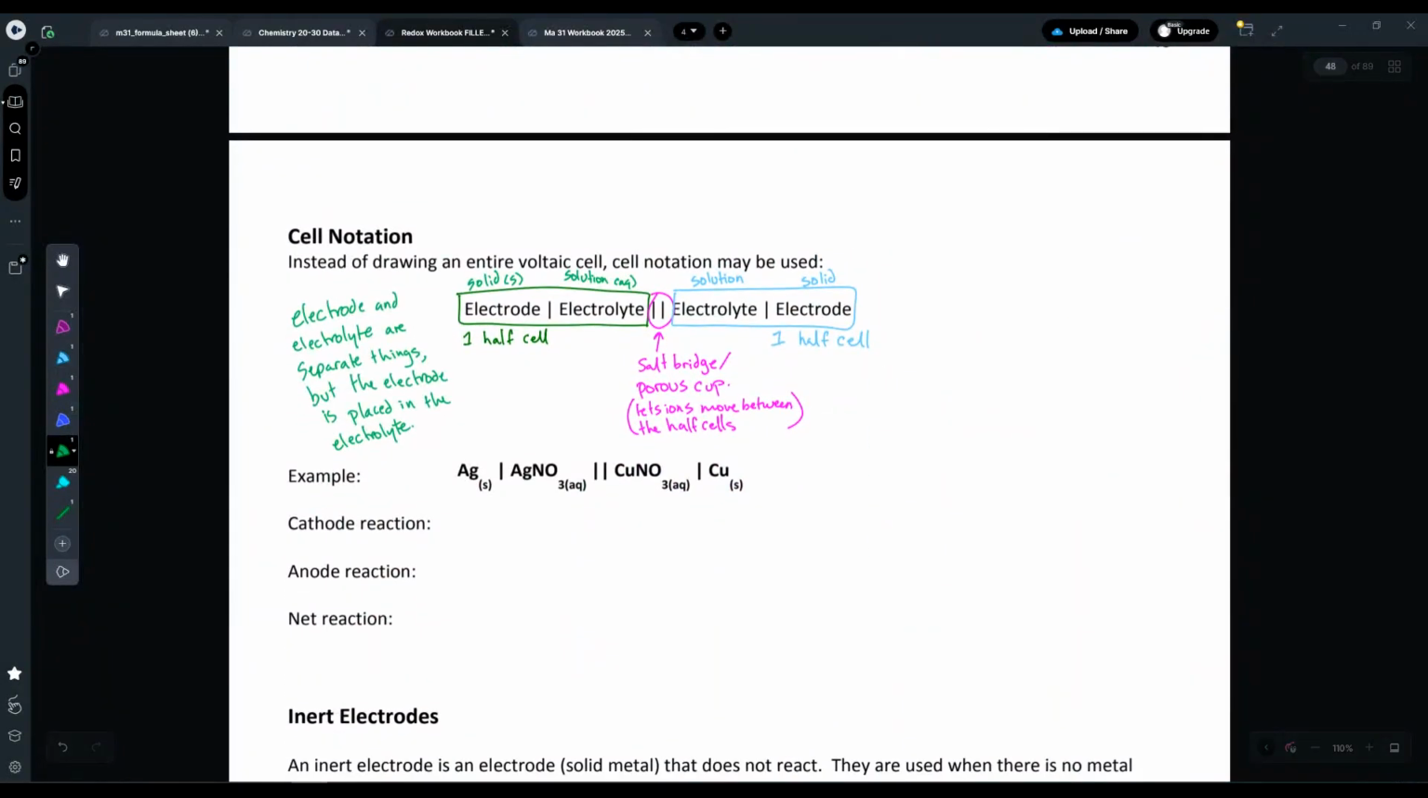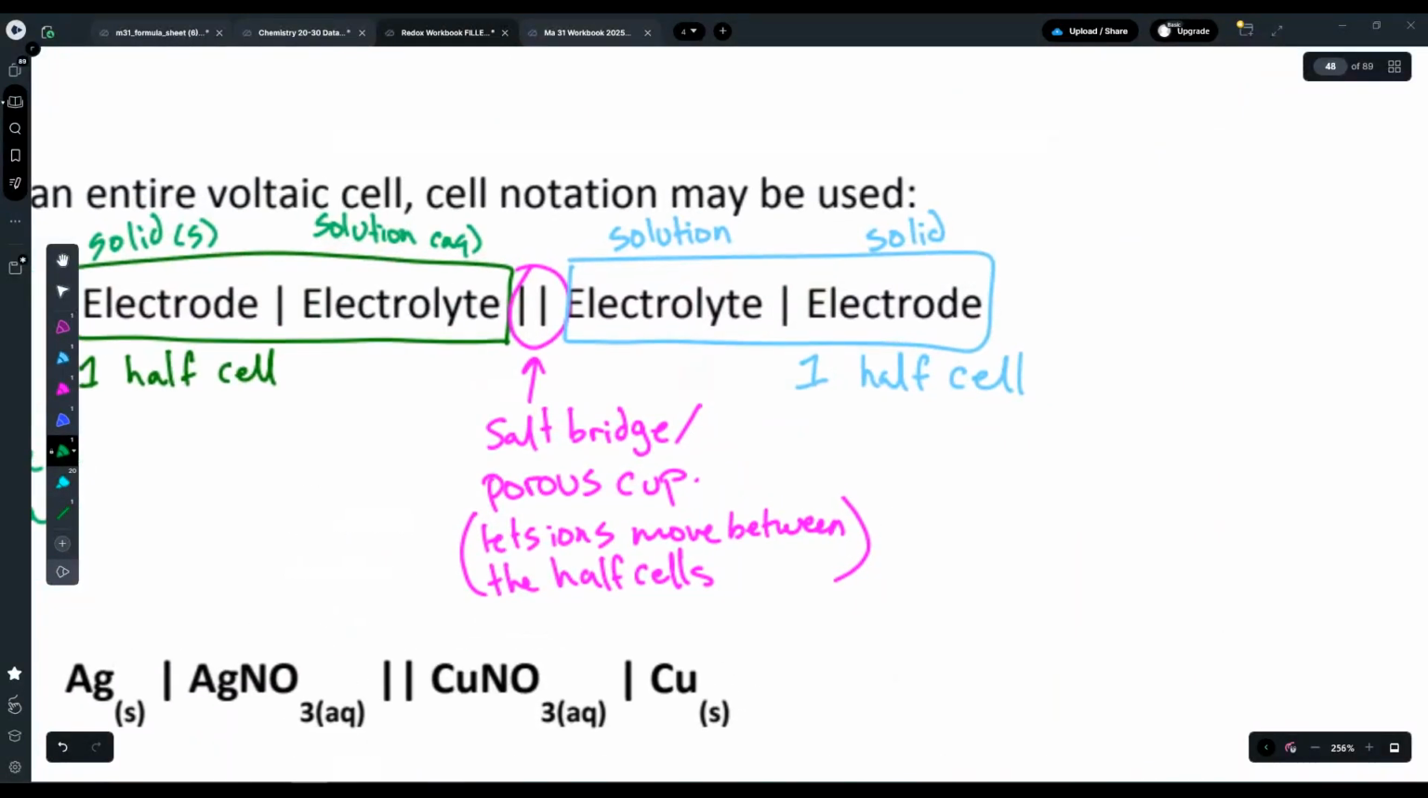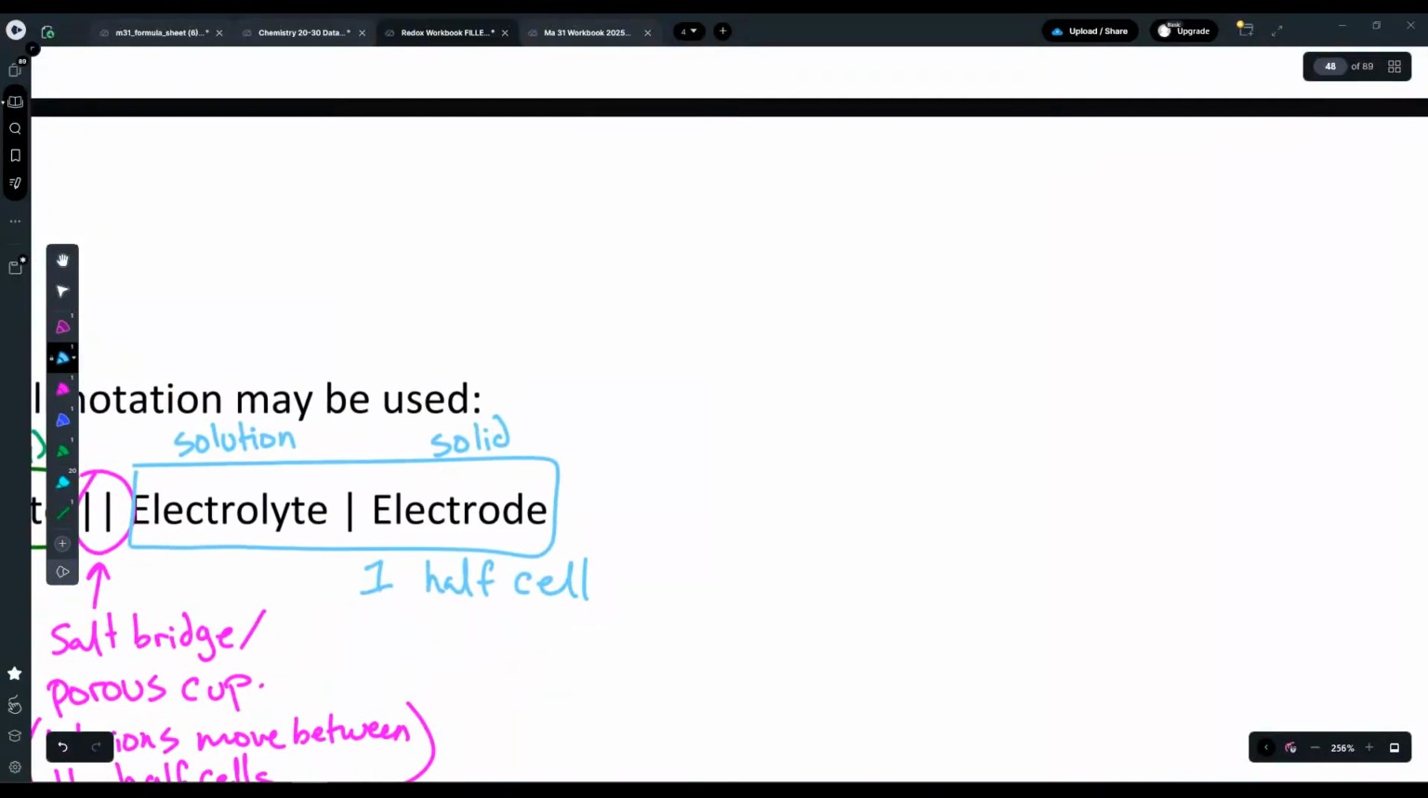I said something that's important, but I didn't write it down, so let's write it down. I said anodes don't necessarily always go on the left side, and cathodes don't always go on the right side. You have to figure out what your anode and cathode are.